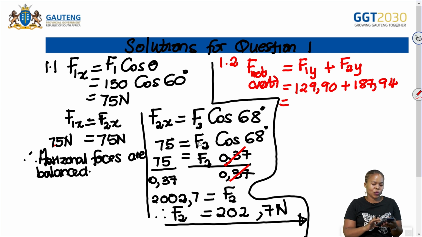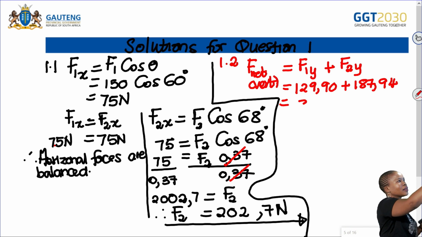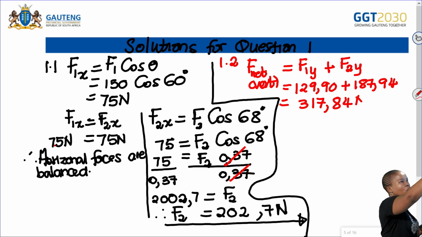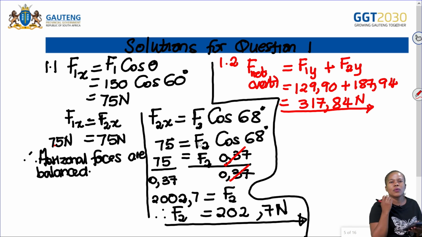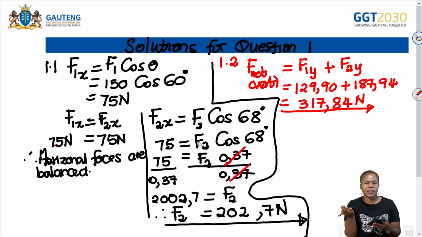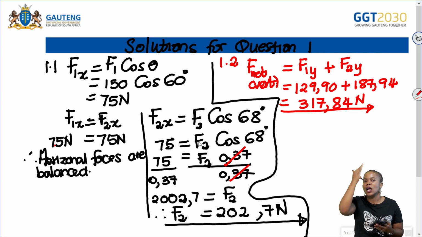So 129.90 plus 187.94 is giving us 317.84 newtons. Remember, this is not what we are asked. Why are we even doing this in the first place? Because now we're trying to find all the forces that are acting on the vertical so that we are able to find the mass of the object.